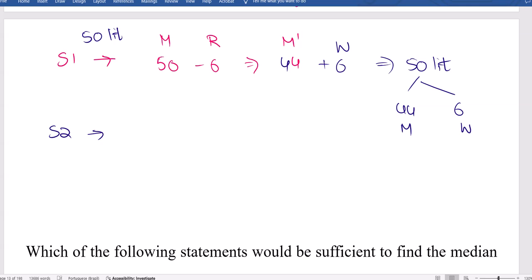Now we are removing 6 liters the second time, and as the can has milk and water both, when you remove, both will come out. Don't expect only milk, 6 liters of milk alone being removed is not possible. If you want to know precisely how much milk and how much water comes out, it's very simple. Milk content after that will be 44 into (1 minus 6/50), and water content will be 6 into (1 minus 6/50).